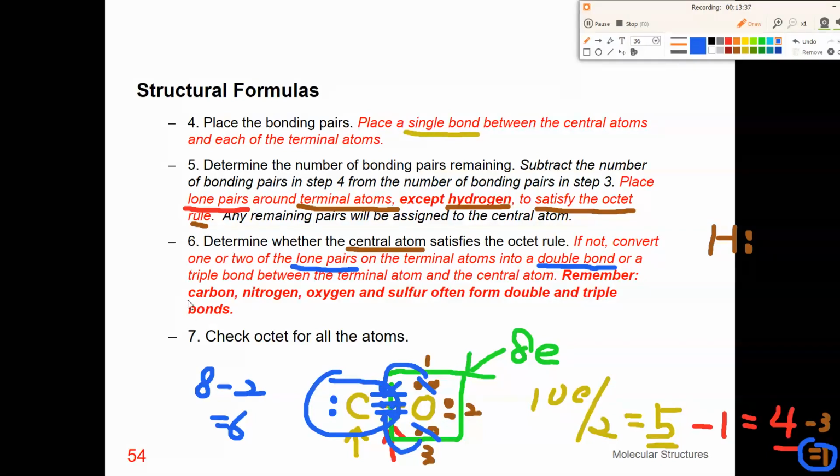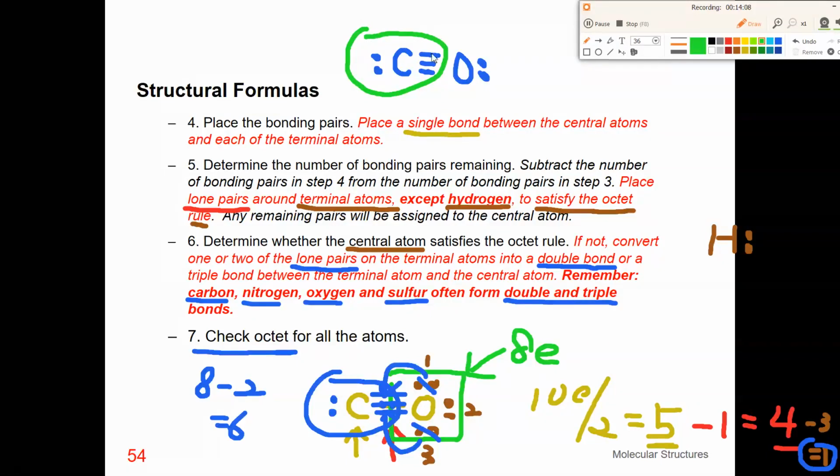You need to recall from section 1 that carbon, nitrogen, oxygen, and sulfur often form a double or triple bond. So the final structure here is carbon, triple bond, oxygen, with a lone pair around carbon and a lone pair around oxygen. So the last step: check your structure, check the octet for all the atoms.